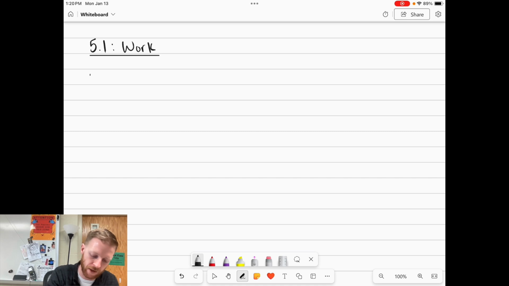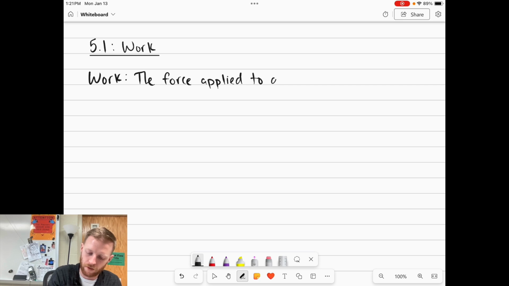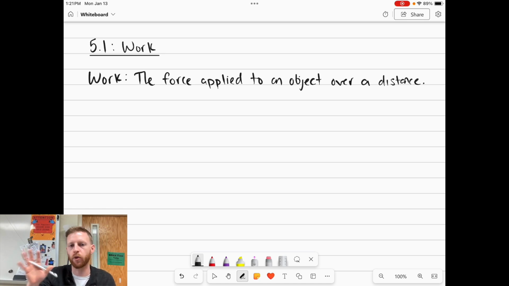And here's why. When we talk about work, our definition for work is the force applied to an object over a distance. So even though you pushed with way more force on the wall, you did not move it at all. So technically you did no work.